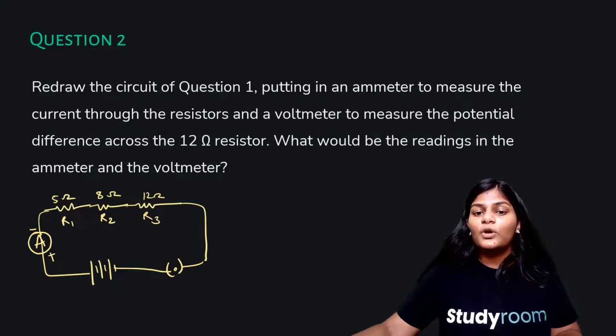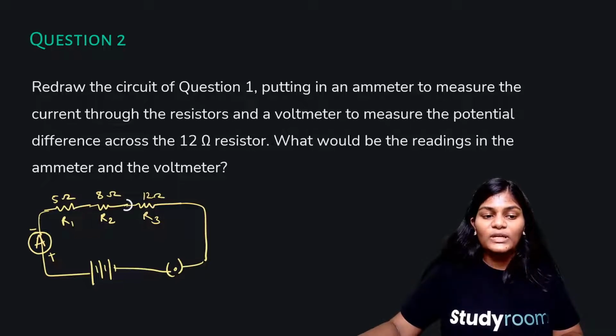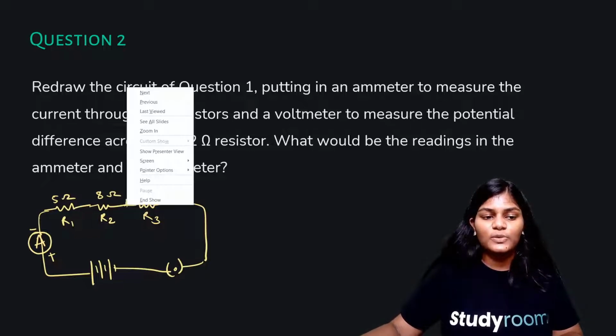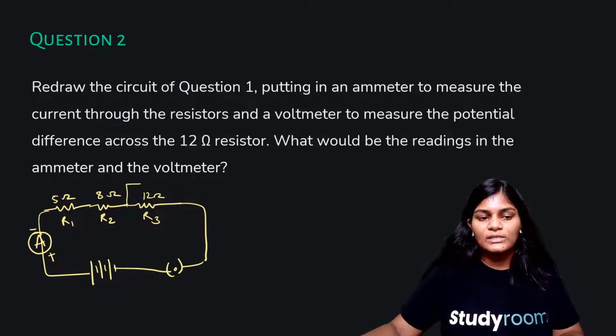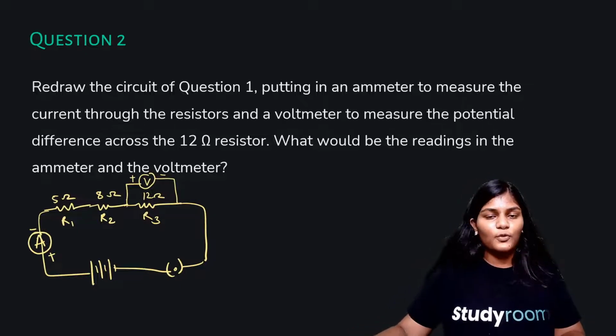Okay, and a voltmeter to measure the potential difference across the 12 ohm resistor. Okay, so voltmeter we only have to put across one resistor, so we put it like this. This is how we draw a voltmeter. Positive to the positive end of the battery and negative here. Okay, what would be the readings in the ammeter and voltmeter?